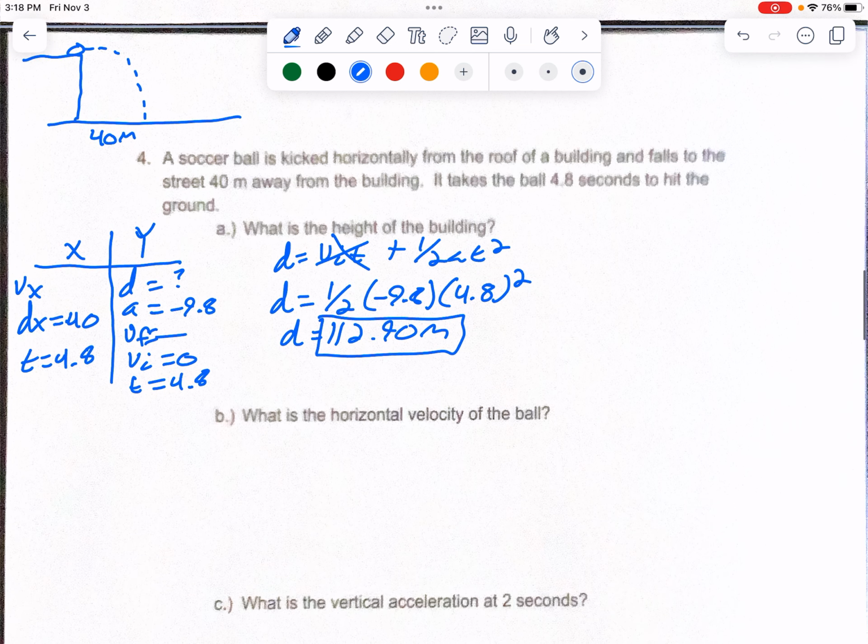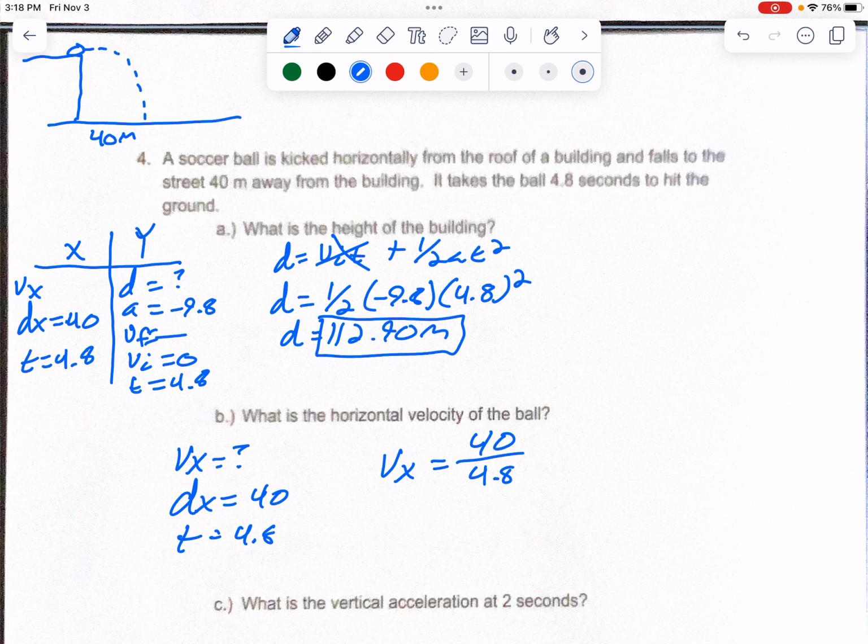Okay, B, what is the horizontal velocity? That means you're looking for Vx. You already know dx. We found that it's 40. Okay, you know your time is 4.8. So Vx equals dx over t, so 40 over 4.8. And you get a horizontal velocity of 8.33 meters per second.